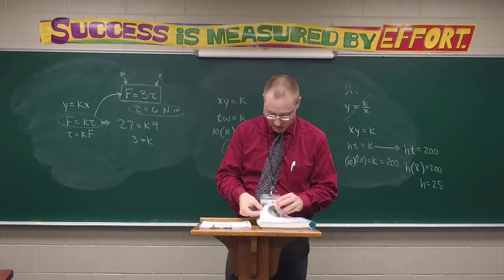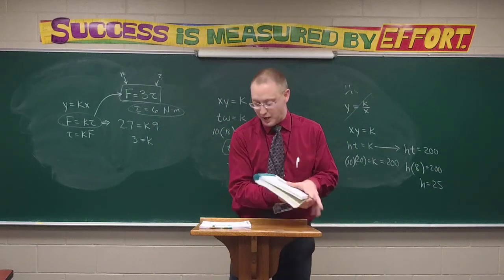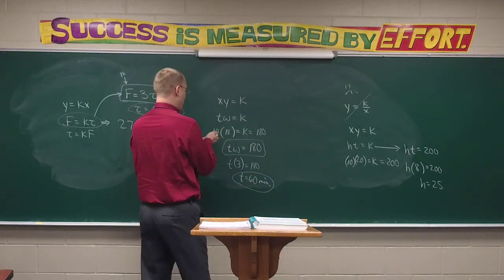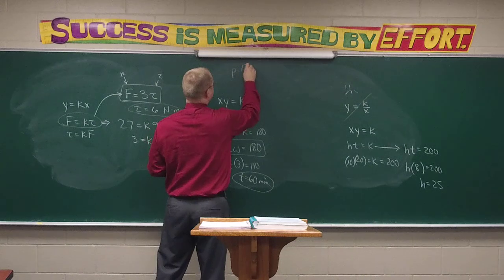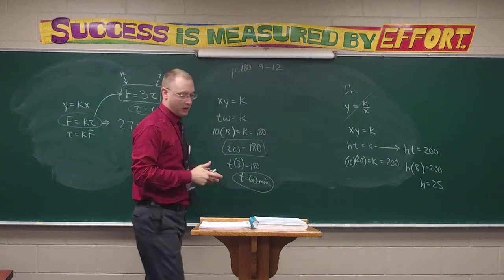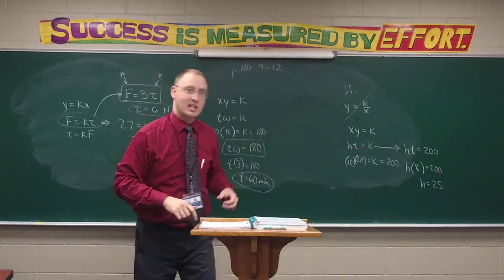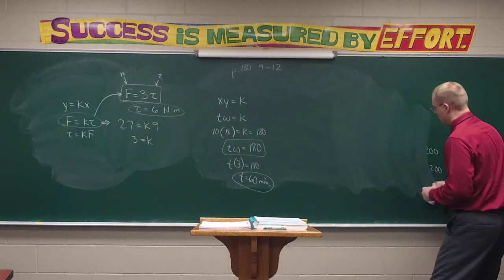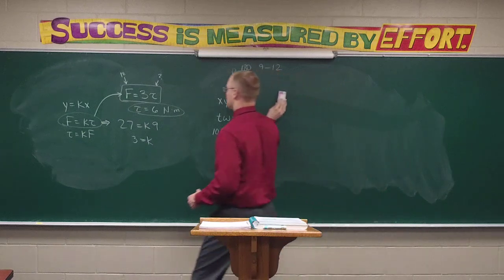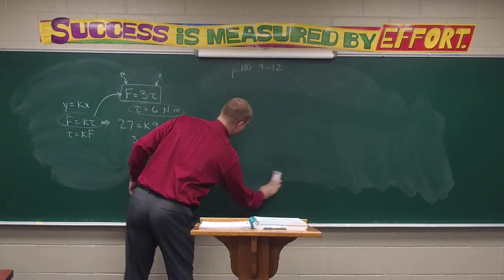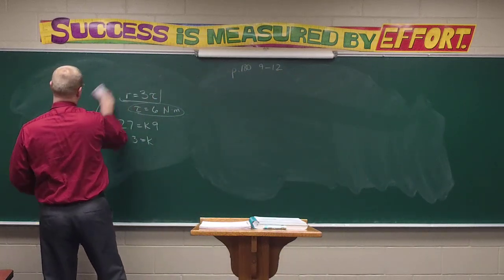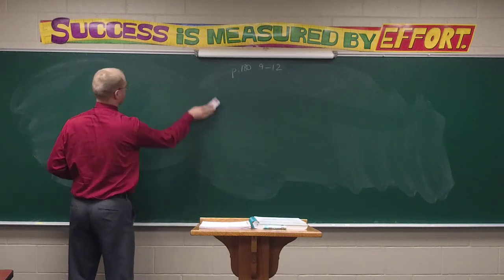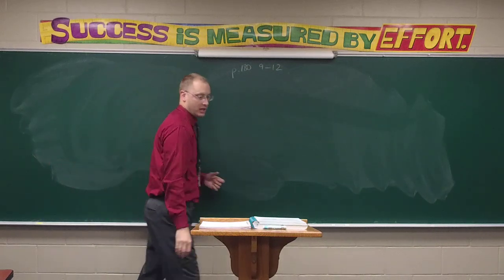Back to page 180. I want you to do 9 through 12 in the review section, but I want you to try them on your own now. Page 180, 9 through 12. Try these on your own and let's see how we do. Again, you're either starting with xy equals k or y equals kx, depending whether it's inverse or direct variation.